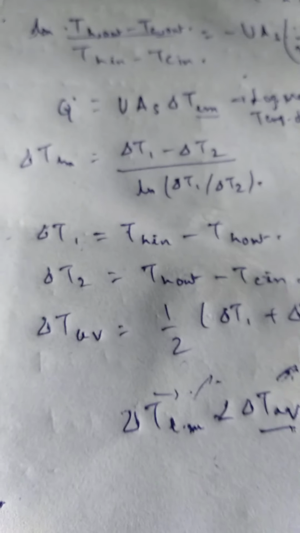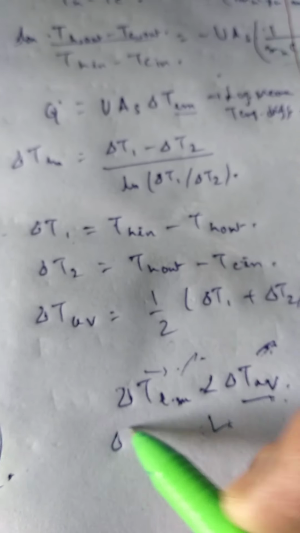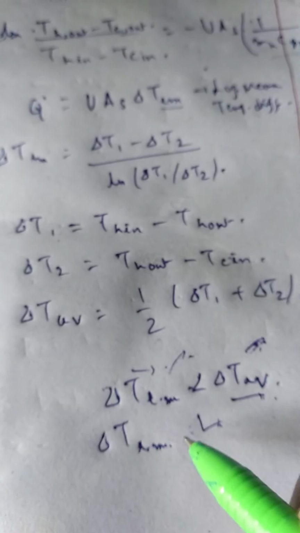Okay, so this is all about the logarithmic mean temperature difference. You have to solve problems of heat exchangers using this delta T LMTD, the logarithmic mean temperature difference.